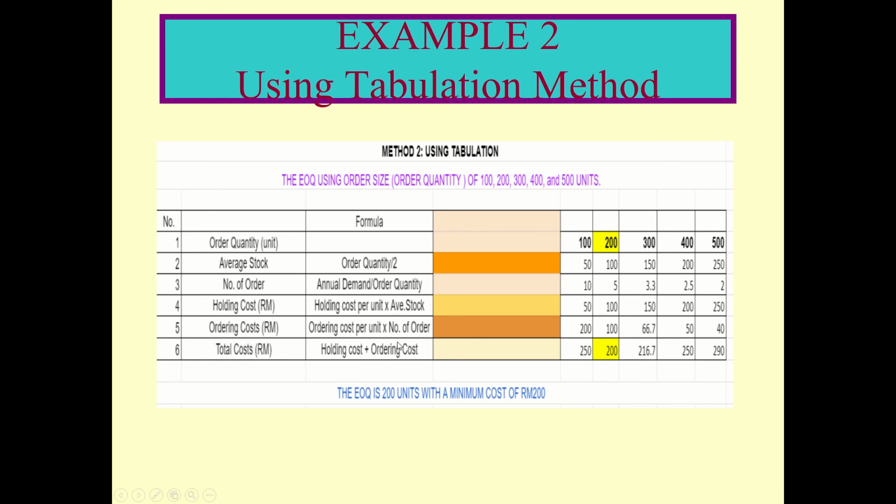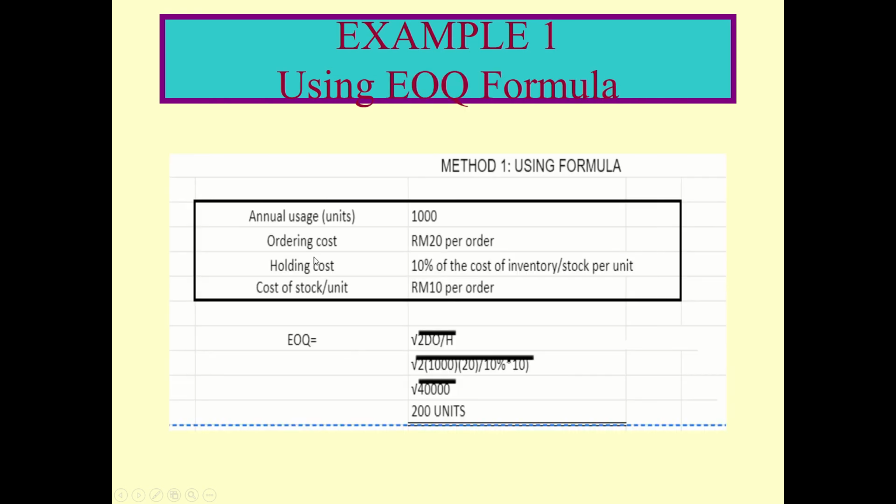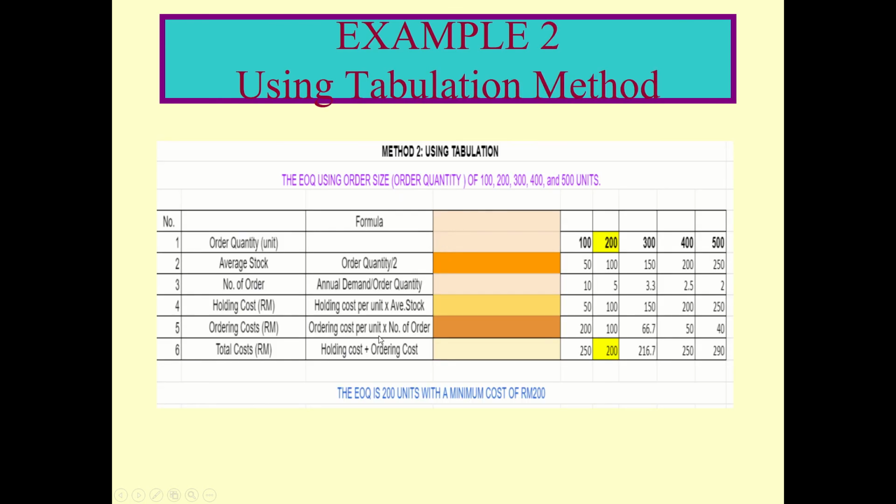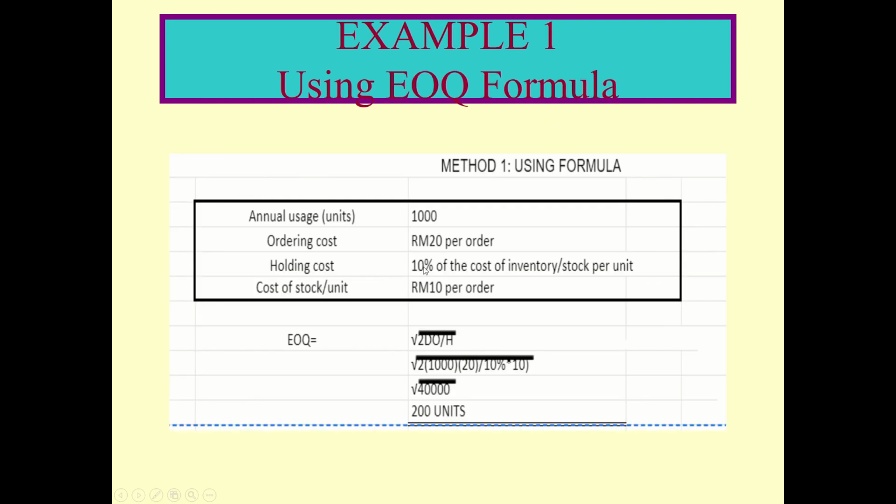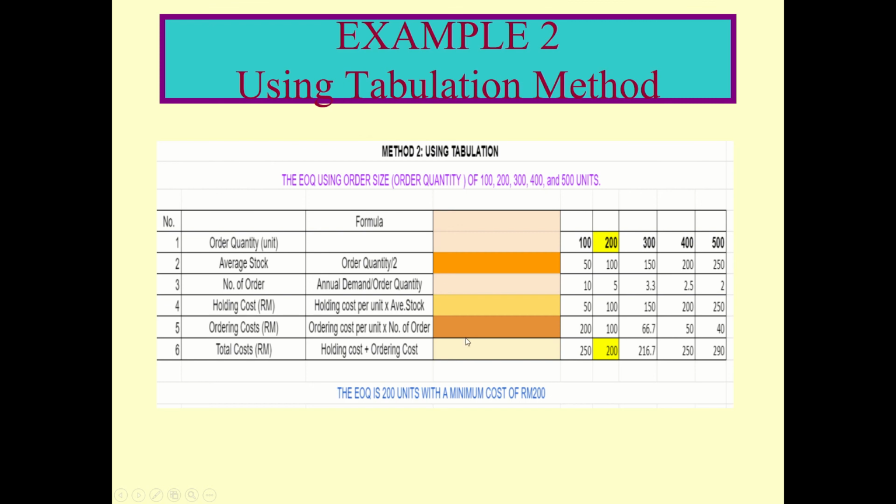And for ordering cost, the formula is ordering cost per unit. Ordering cost per unit is 20 ringgit per order. And then you times with the number of order. Okay, so let's see. In this example, ordering cost per unit is again at 20 ringgit, and then you times with the number of order. For this one is 10. So 20 multiply with 10 equal to 200.